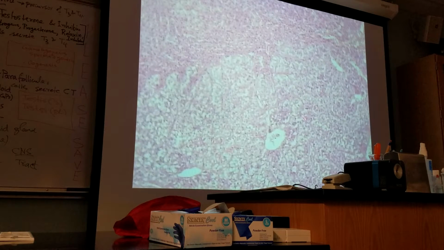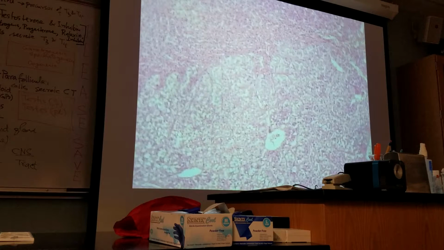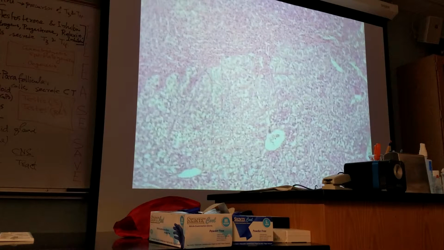So here these cells are the chromaffin cells, secreting epinephrine and norepinephrine. And the ratio of epinephrine and norepinephrine would be like 4:1 or 5:1, something like that. Okay?